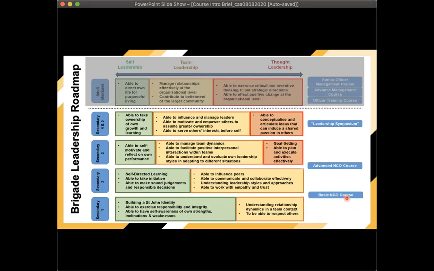And the NCO course not only helps us ensure that there's a checkpoint for you to review whether you have all these soft skills, but it also acts as a very good platform for us to share and teach skills that we think are important for you to be equipped with in order to continue with your NCO journey.